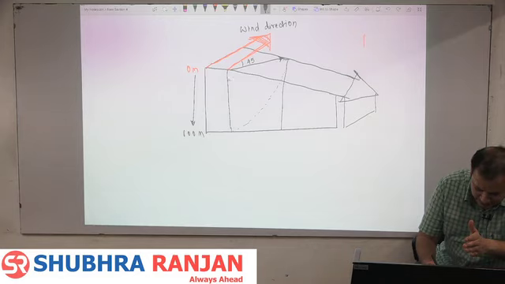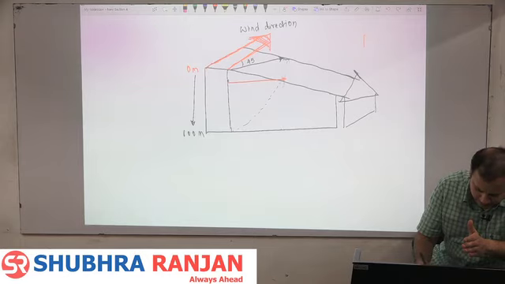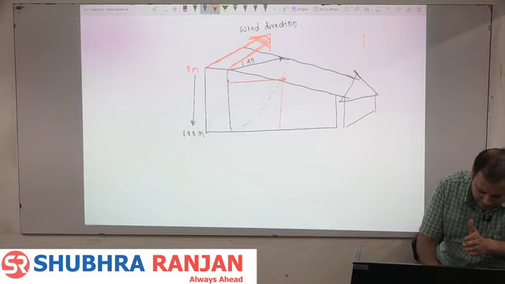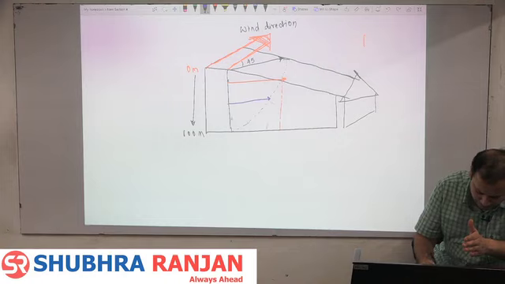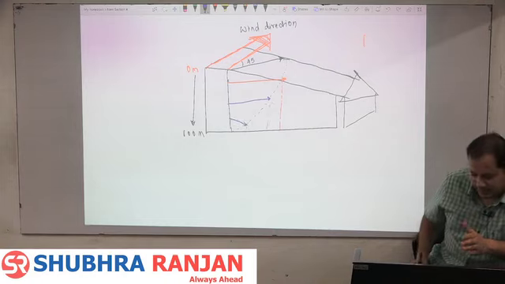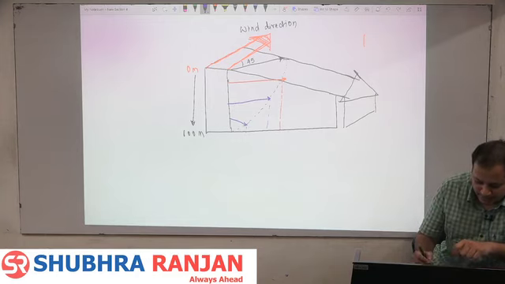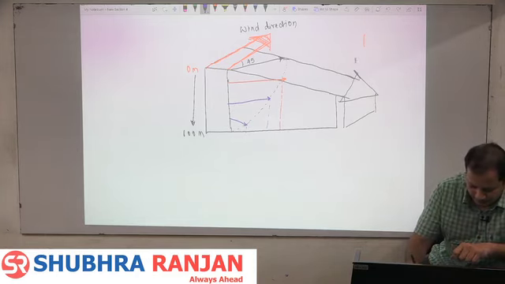Giving rise to net transport, which becomes 90 degrees to the wind direction, giving rise to the Ekman's spiral or transport.